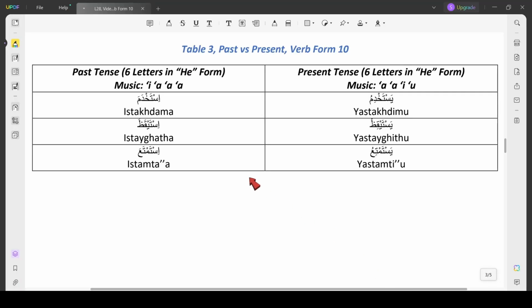Let's start. استخدم يستخدم استيقظ يستيقظ استمتع يستمتع. So that's verb form 10. Congratulations! Now you know all the verb forms we need for this course. Now let's move on to the sample sentences.